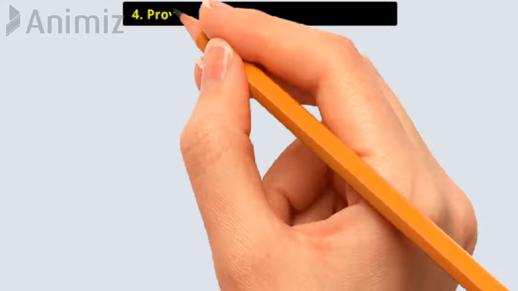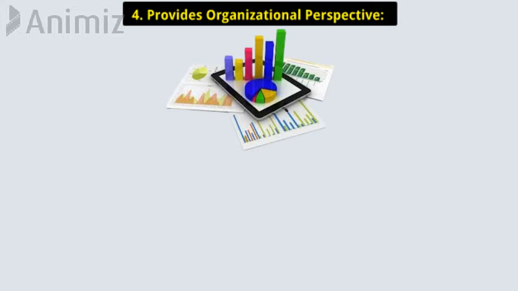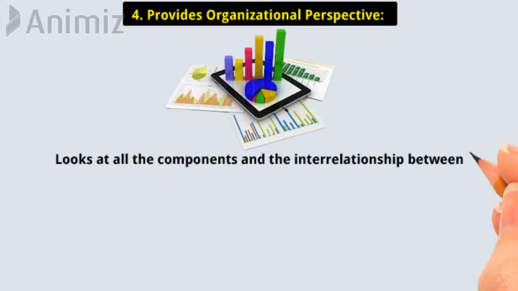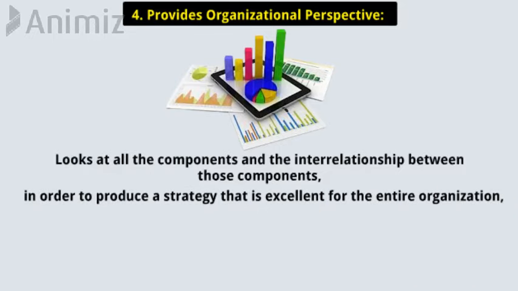4. Provides organizational perspective. Strategic management takes an organizational view and looks at all the components, and the interrelationship between those components in order to produce a strategy that is excellent for the entire organization and not a single component.